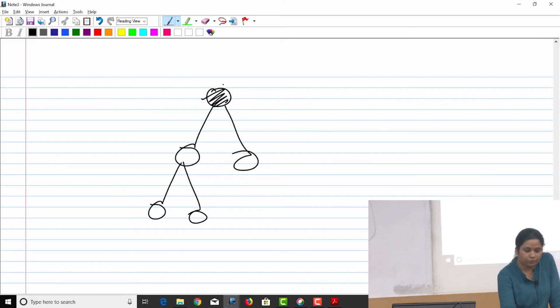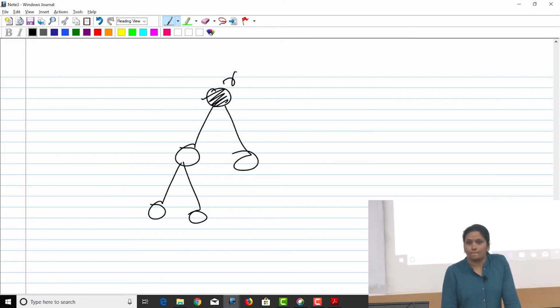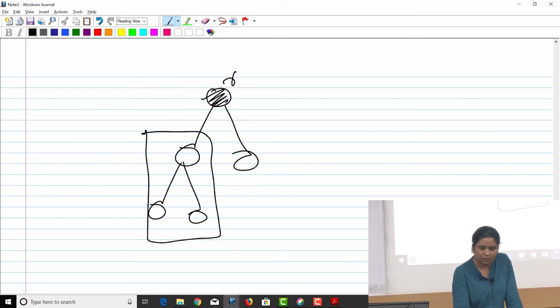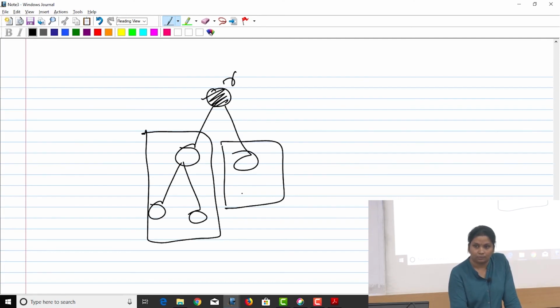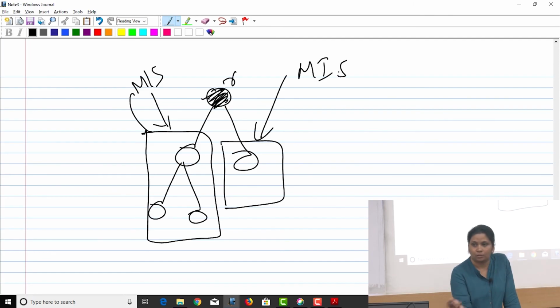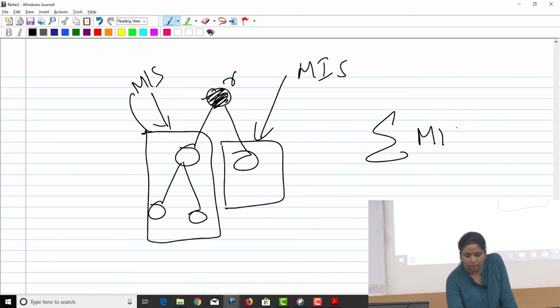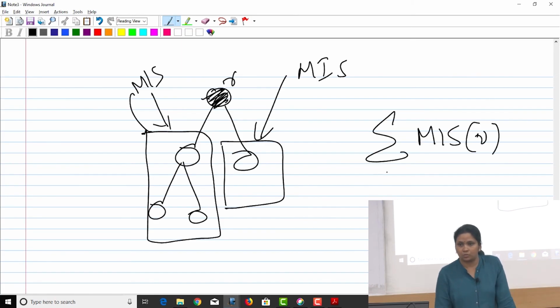Okay. So what happens if R is not in the solution? Then what is the rest of the solution? You can add them, right? So if R is not in the solution, then the maximum independent set of the graph is the maximum independent set for this plus the maximum independent set for that. So basically you can add up all the child nodes, whatever is the solution for all the child nodes. Okay. So what if R is in the solution?